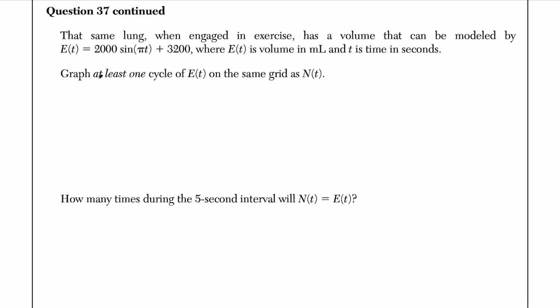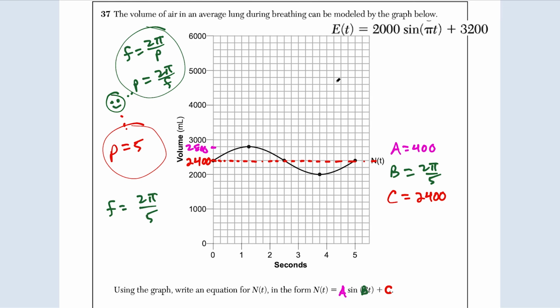So now for the second part of question 37, we have a new function e of t, where e of t is volume in milliliters and t is time in seconds. And this is talking about the same lung, but now it's engaged in exercise. And we have to graph at least one cycle of e of t on the same grid as n of t. Now to graph e of t, we are going to use the calculator, but it does help to know a little bit of theory to make sure that we're using the calculator properly.